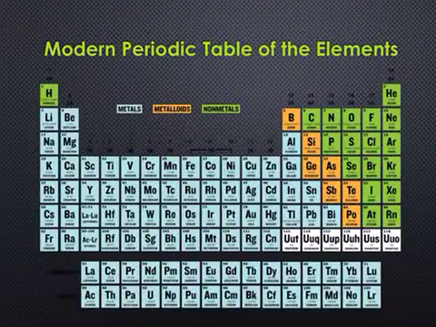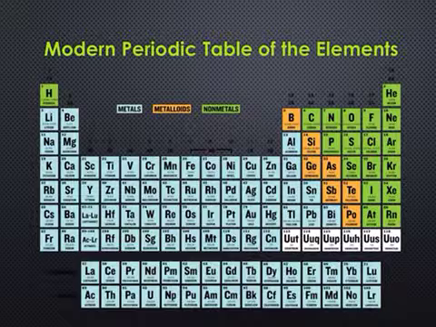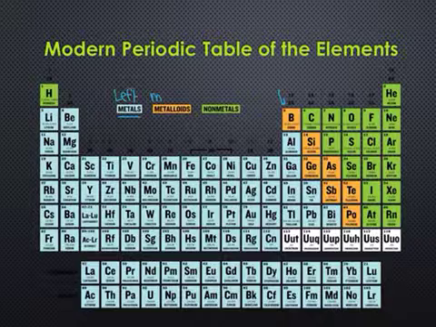So now we have our modern periodic table of the elements. Notice the color coding. Metals are blue, and they are on the left. The metalloids are yellow, and they're located in between. Let's not call it middle, let's call it in between, because it's really not the middle.